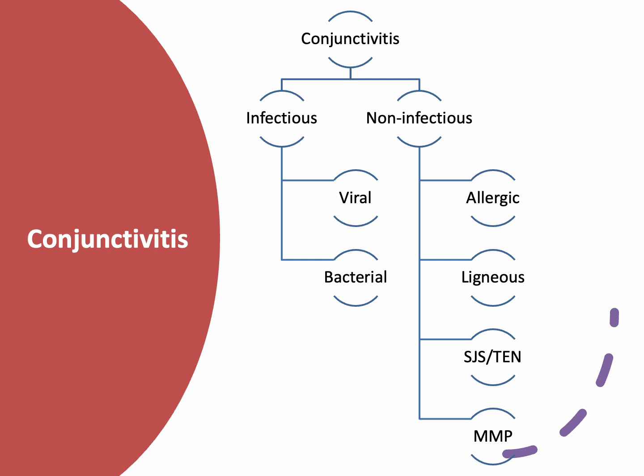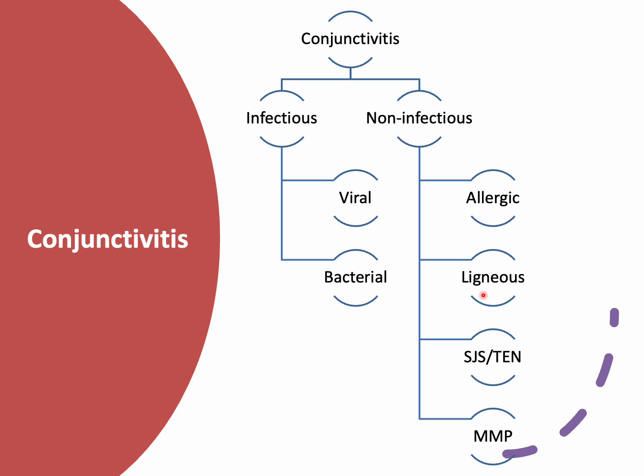So, as I mentioned before, conjunctivitis is the most common cause of red eye. Conjunctivitis can have different classifications. We can classify it based on the etiology. It can be infectious or non-infectious. In the infectious, we have viral and bacterial, and we will talk more about it. In the non-infectious, we have the allergic, which is also common. And then we have three types which are not usually seen in primary care.